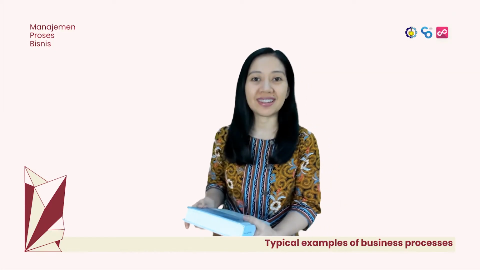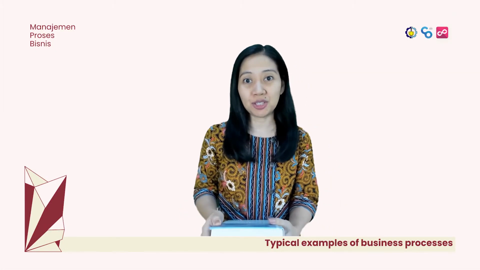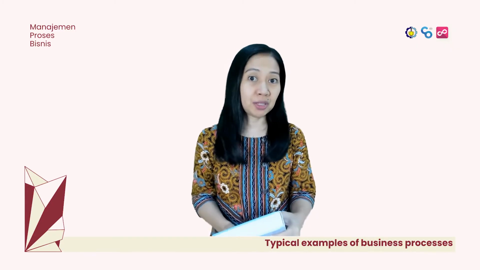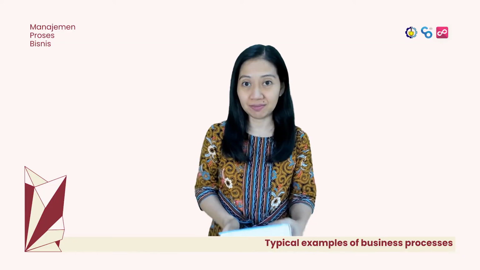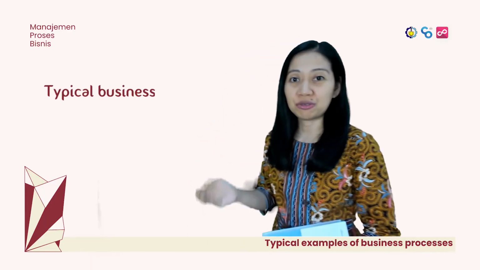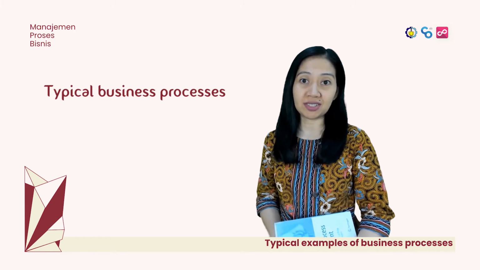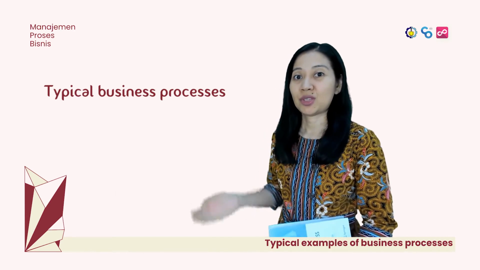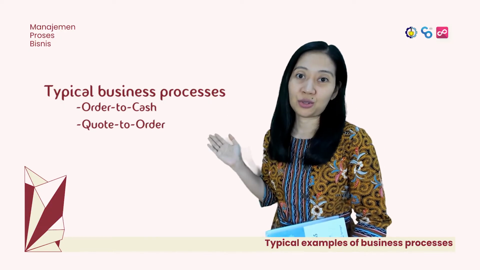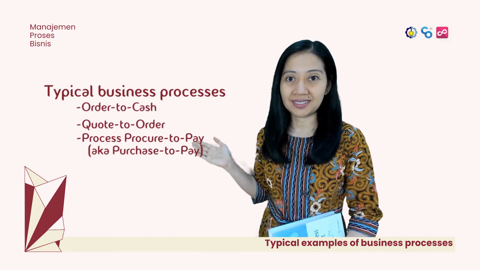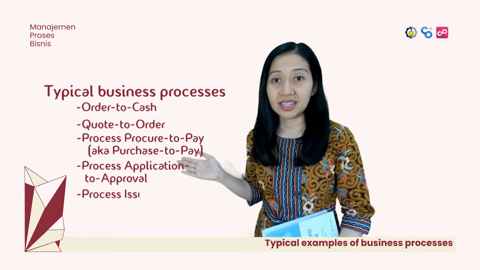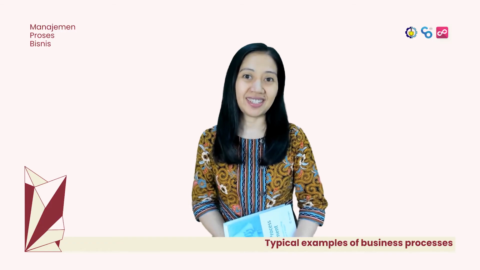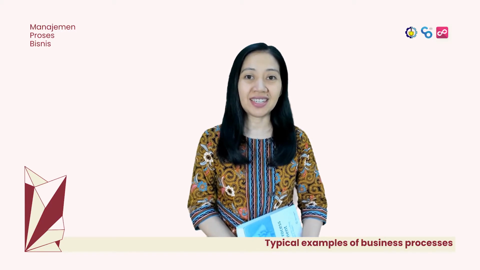Hello, welcome back. After learning about business process components, can you now give examples of typical business processes in an organization? Well, there are actually 5 different types of business processes typically found in organizations. These are order to cash, quote to order, procure to pay, application to approval, and issue to resolution. Let's now learn in more detail about these processes in this video.